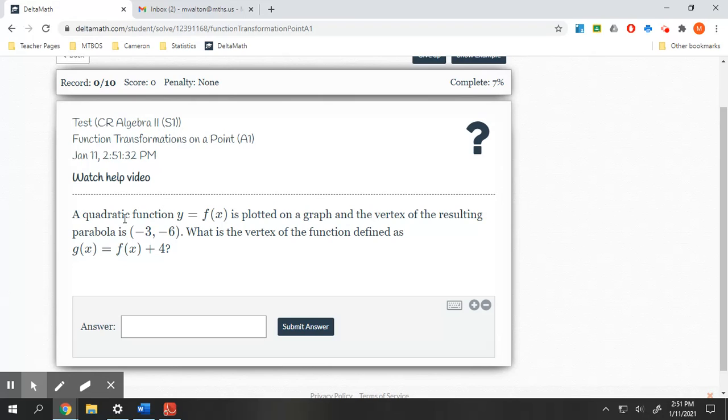So here's what we have. We have a quadratic function, y equals f of x, plotted on a graph, and the vertex of the parabola is (-3, -6). What is the vertex of the function defined as g of x equals f of x plus 4?